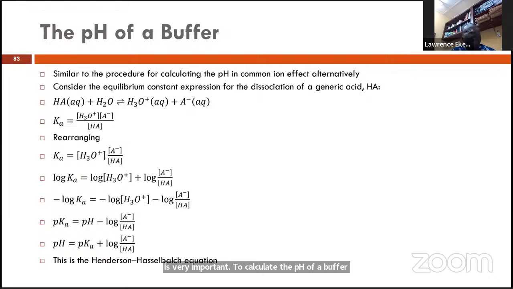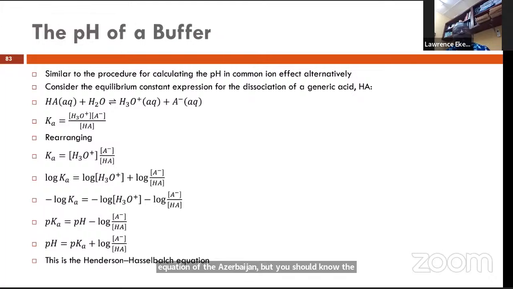So you need to know this formula, the Henderson-Hasselbalch equation, for the calculation of the pH of a buffer solution. It is very important. At this level, nobody will ask you to derive the equation, but you should know the formula and how to apply it.